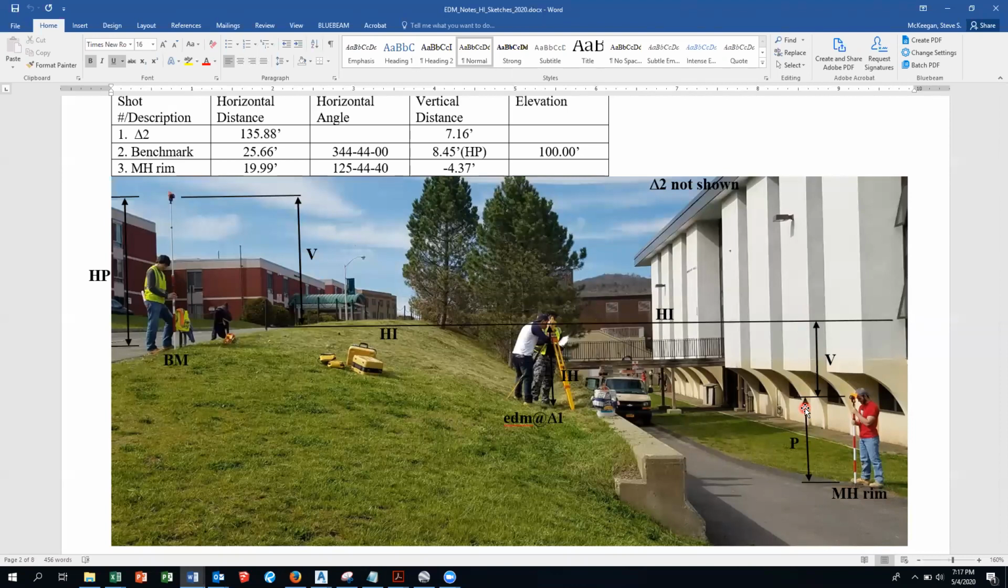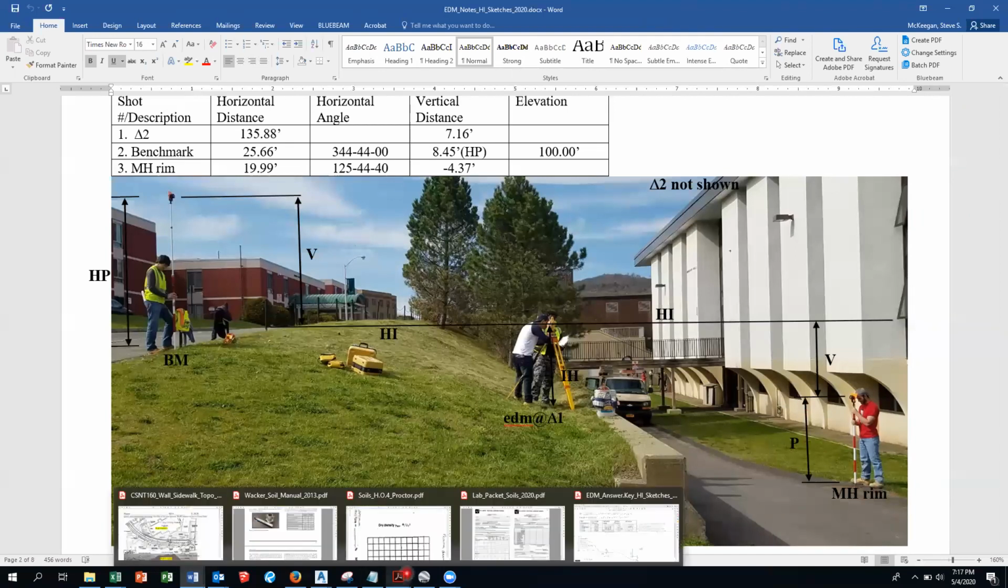I think that was about it. So I'm getting close to being done with surveying. Let me look at the rest of this, it's all the soils.